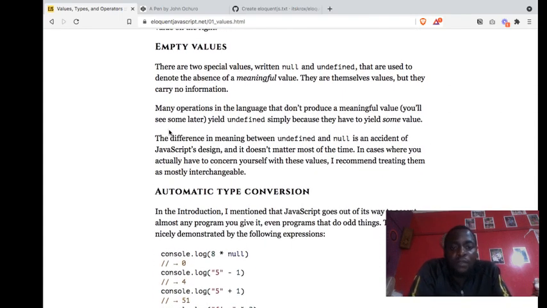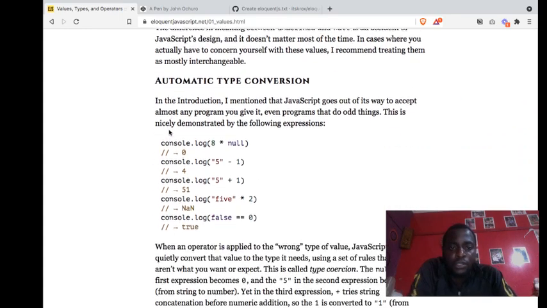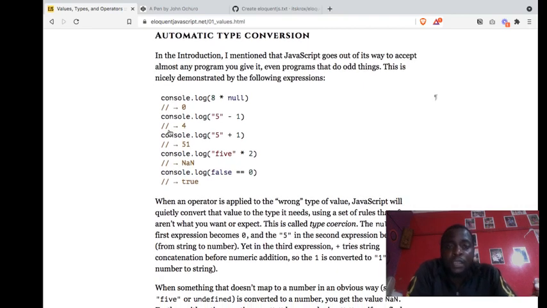And then empty values. There are two special values written as null and undefined. They are used to denote the absence of a meaningful value, and they are themselves values, but they carry no information. Many operations in the language that do not produce a meaningful value, you'll see some later, yield undefined, simply because they have to yield some value. The difference in meaning between undefined and null is an accident of the JavaScript design, and it doesn't matter most of the time. In cases where you actually have to concern yourself with these values, I recommend treating them as mostly interchangeable.